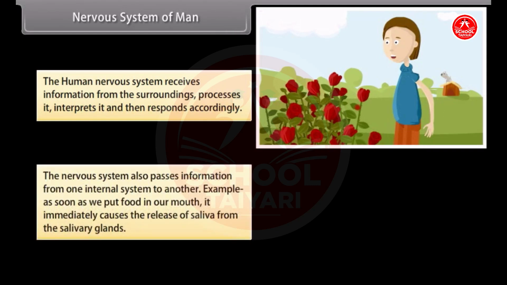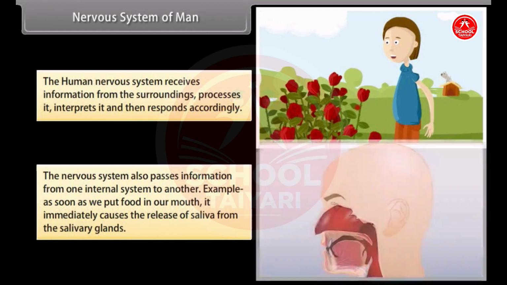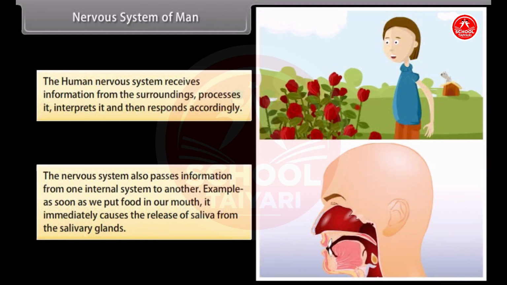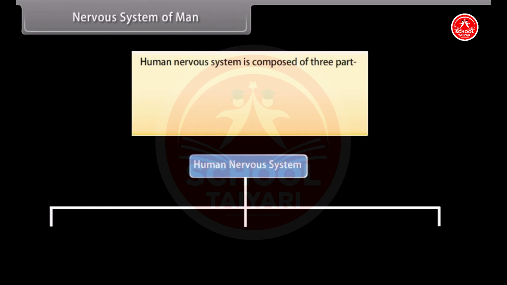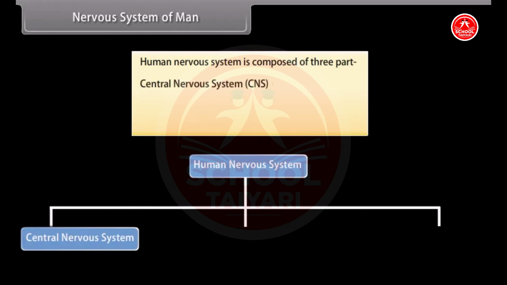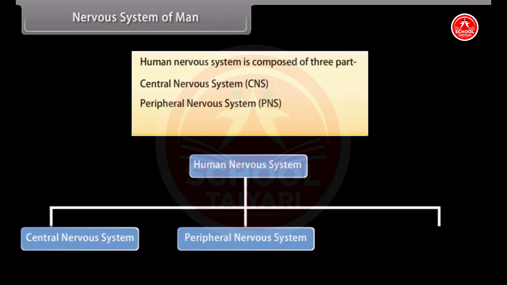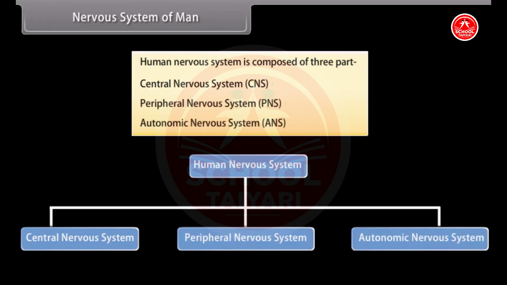The nervous system also passes information from one internal system to another. Example: as soon as we put food in our mouth, it immediately causes the release of saliva from the salivary gland. The human nervous system is composed of 3 parts: central nervous system, CNS, peripheral nervous system, PNS, and autonomic nervous system, ANS.